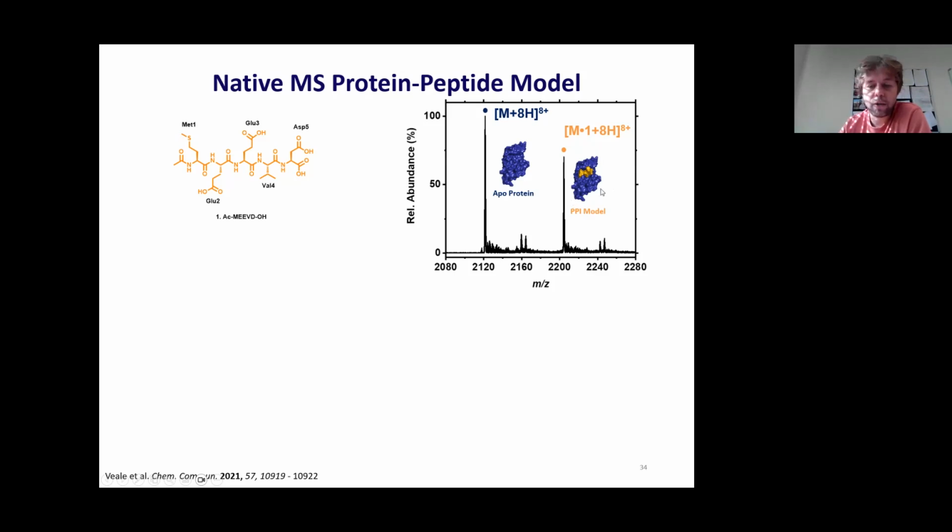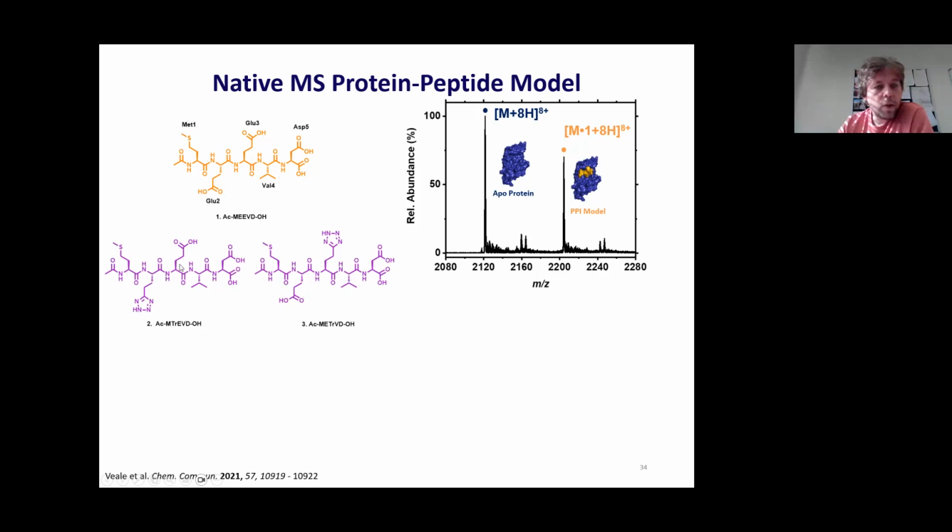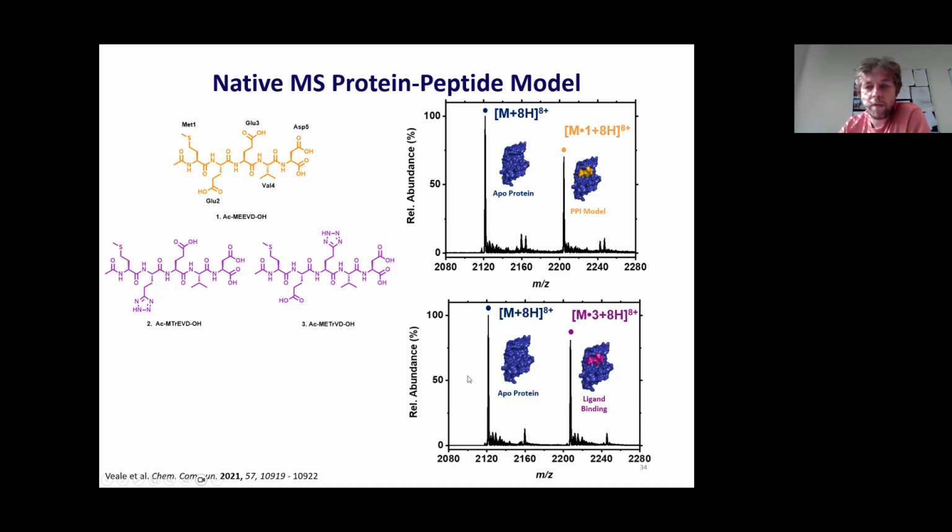We've seen protein-ligand interaction. We then rationally designed 2 peptides where we bioisosterically replaced one of the glutamic acids with the tetrazole, so peptide 2 and 3, and we did the same experiments, and we see our apoprotein and one of our tetrazole-containing peptides, in this case peptide 3, bound at a similar ratio to MEEVD. We also synthesized a cyclic MEEVD analog, which was found not to bind under our native MS conditions.